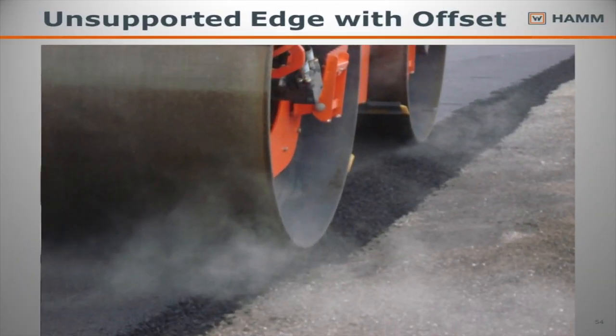We look at offset with an unsupported edge. We can actually maintain our front drum 100% on the mix, and we can offset the rear drum so that it overhangs a little bit. There's several different ways we can do this. A lot of it depends on the type of mix, if it'll allow us to do that. But by doing this, we can get a good consistent compaction effort and not push out the material in most cases. But sometimes the mix won't allow us to do this.